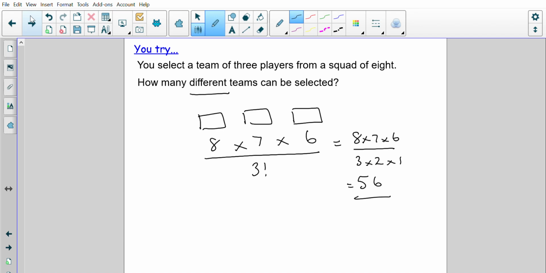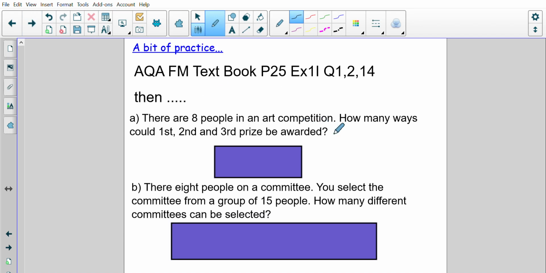Right, I want you to have a bit of practice on this. So I want you to go to the AQA Further Maths textbook scan of page of exercise 1I, starting on page 25, and I just want you to do questions 1, 2 and 14. Okay, the other questions are a different style of questions, so just question 1, 2 and 14. And then I want you to have a go at these 2 questions here. Okay, so pause the video and try that now, and I'll show you these 2 answers when you come back.